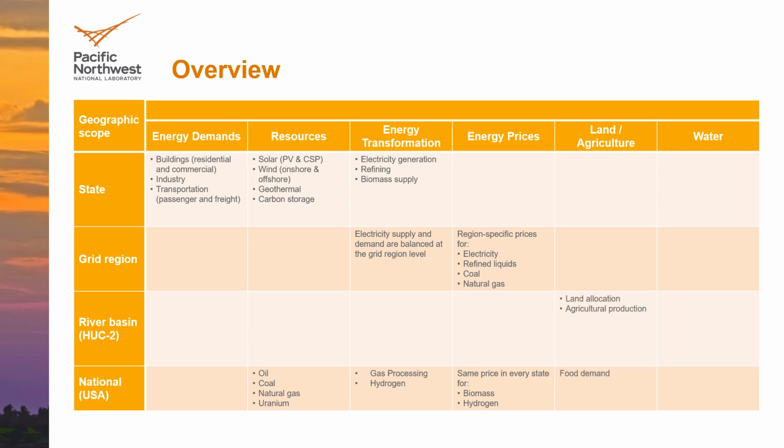The representation of land allocation and agricultural production is the same in GCAM-USA as in the core GCAM model. That is, land allocation and agricultural production are represented at the Hydrologic Unit Code 2, or HUC2, river basin level. Demand for food and other agricultural products, excluding bioenergy, is driven by national population and GDP, which will be discussed in more detail in the coming slides.